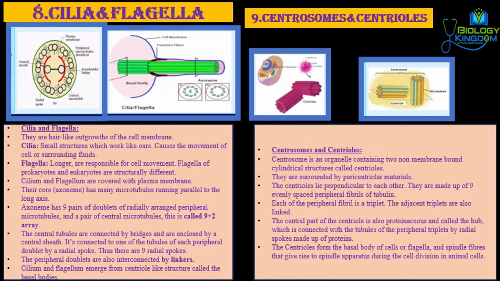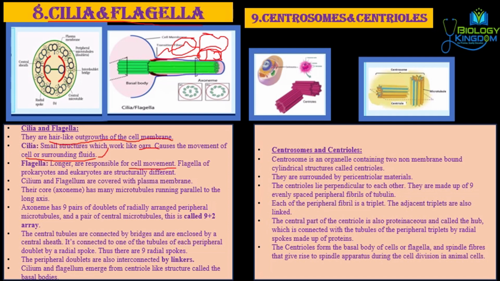Moving on to the next cell organelles, we have cilia and flagella. Cilia and flagella are hair-like outgrowths of the cell membrane. If we take the structure of the cell like this, we have these hair-like structures coming out. This is the flagella, and these smaller hair-like structures are the cilia. Cilia work like oars, causing the movement of the cell in the surrounding fluids, whereas flagella are longer and are responsible for the cell movement.